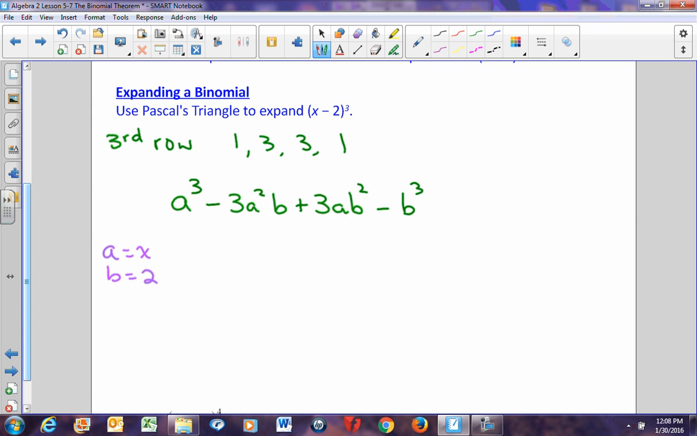So now if x is A, I'm going to have x to the 3rd minus 3 times A, which is x, squared times B, which is 2, plus 3 times A, which is x, times B, which is 2 squared, minus 2 to the third. And so now I need to actually do the math.